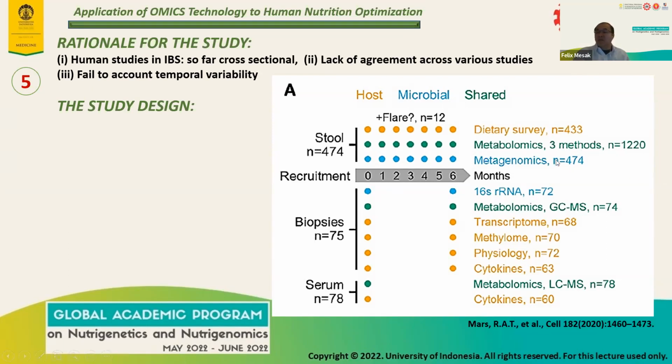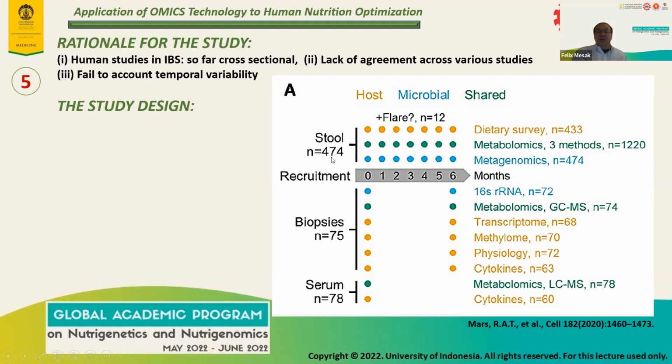Here is the number of samples for each omics approach. The dietary survey: they would note the diet of each patient, and the N is 433. For metabolomics, there are three methods, so the N would be 1220. And metagenomic, the sample size is 474. This is once a month, and the total stool analyzed was 474, right?